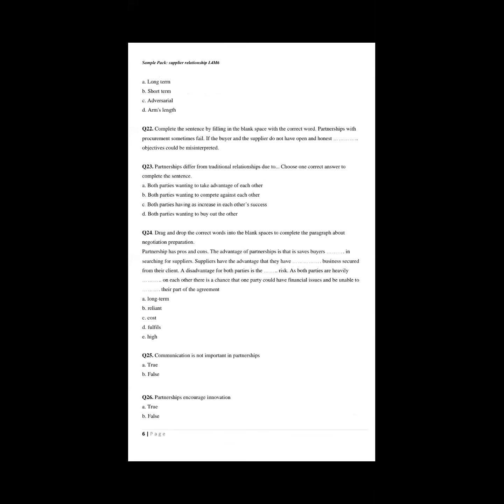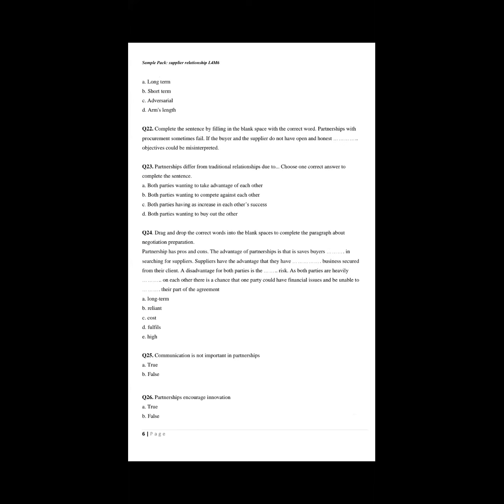Page 22. Okay. So question 3. So a partnership is, I think, likely to be long term. We are on the next one. Okay, we are done with the first one.